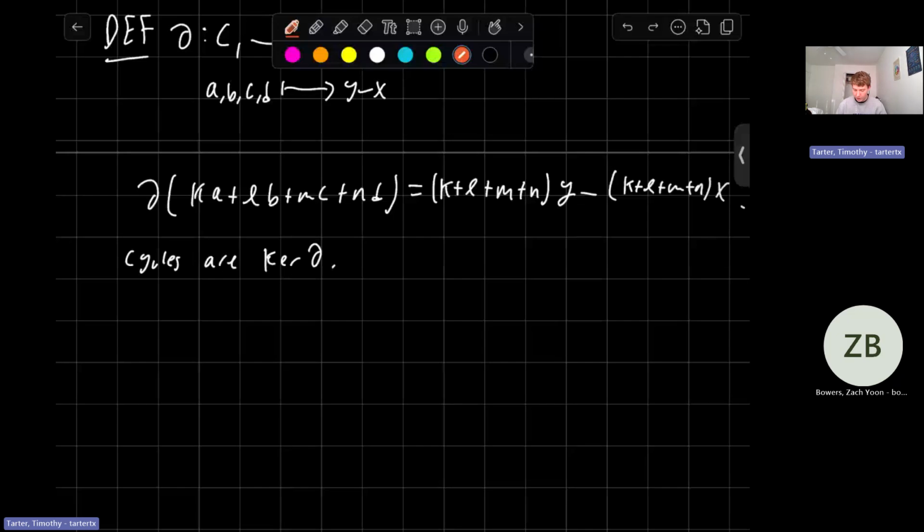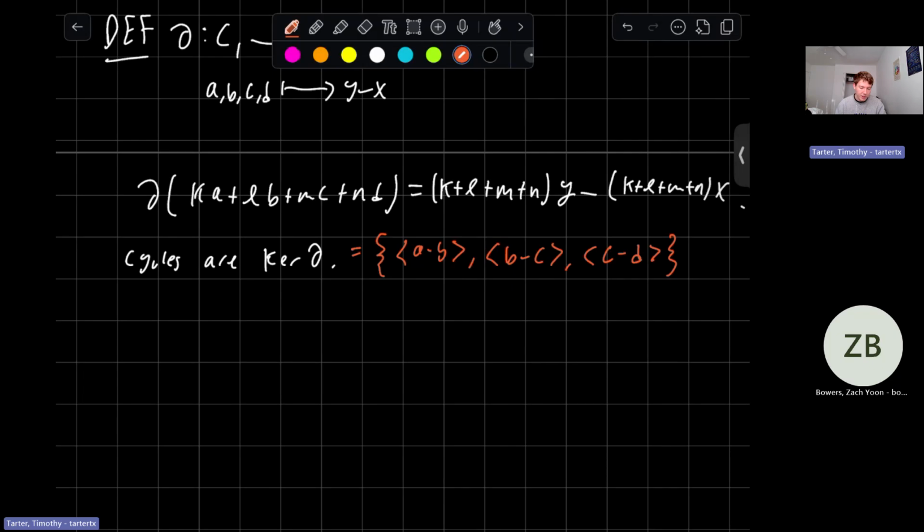It is a simple calculation to verify that a minus b, b minus c, c minus d form a basis for this kernel. So in this specific case, a minus b, b minus c, c minus d work. Thus every cycle in X1 is a unique linear combination of the three most obvious cycles.